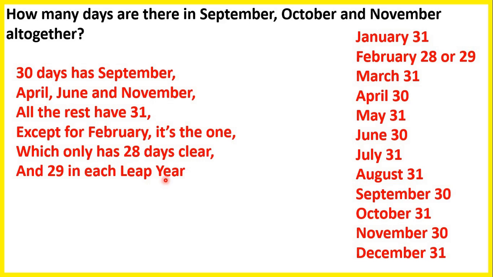So a leap year is every 4 years we get an extra day in February. So that means we have 30 days in September, April, June and November, 28 or 29 in February and 31 in all of our other months. So in September we have 30, October 31 and November we have 30 days. So altogether that's 91 days.